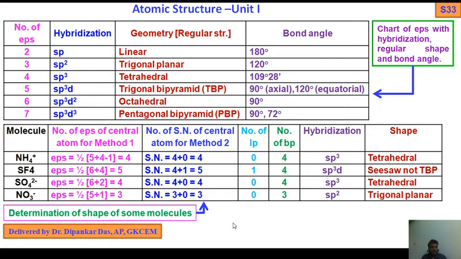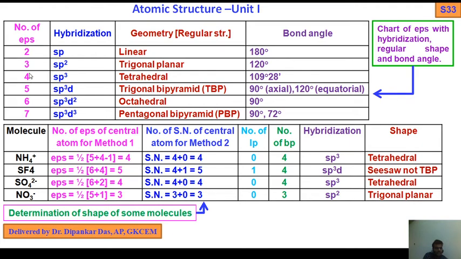If the number of EPs is 2, the hybridization will be sp. Why? S power 1, p power 1, plus 1 is 2. Geometry: we talk here about regular structures. Later we will discuss distorted structures or particularly named structures. In this table we discuss regular structures. So if the number of EPs of the central atom is 2, the hybridization will be sp, a linear structure, whose bond angle will be 180 degrees. So this is the chart of EPs with hybridization, regular shape and bond angle.